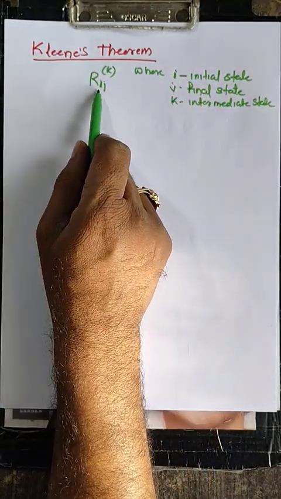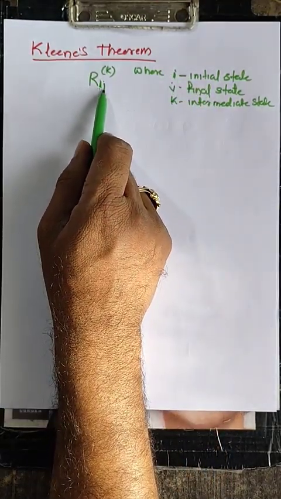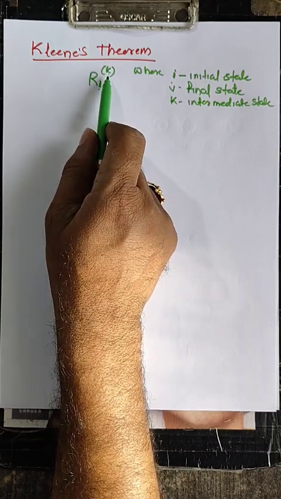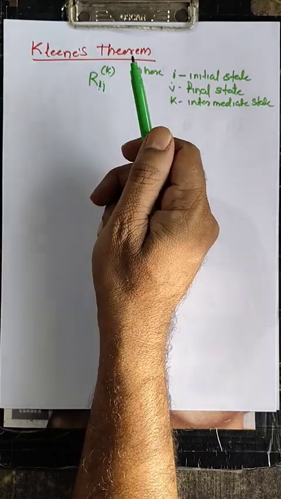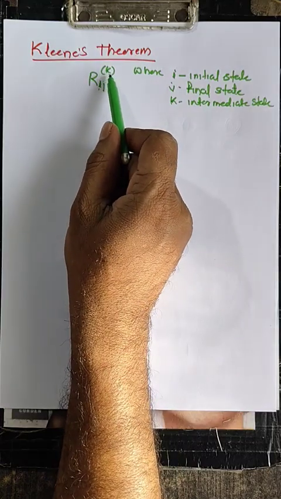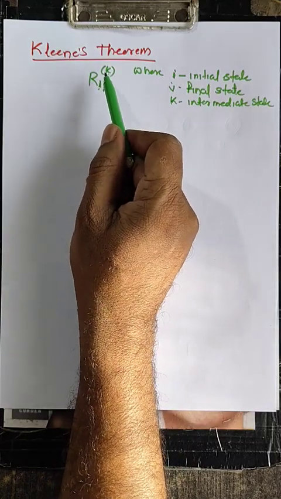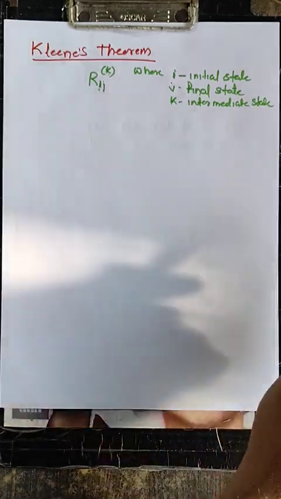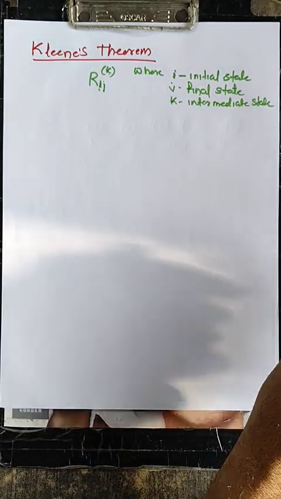From i to j, we have to find the path from initial to final, and the power is k. Power k means there are intermediate states. If there are two intermediate states, the k value is 2. Maybe one intermediate state or two. Then we have to find i to j from initial to final.